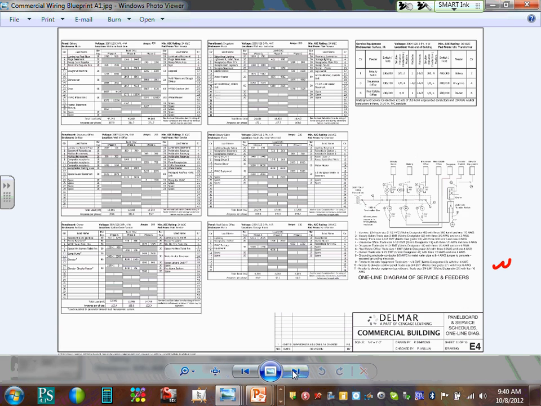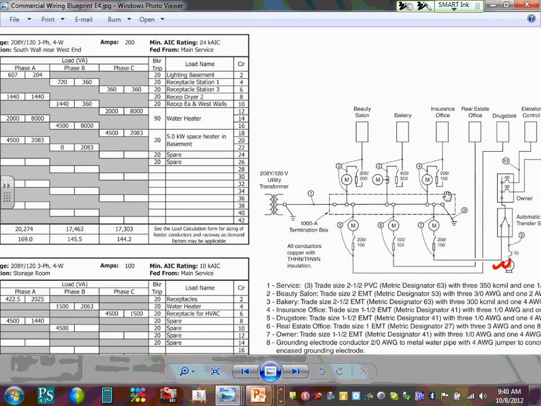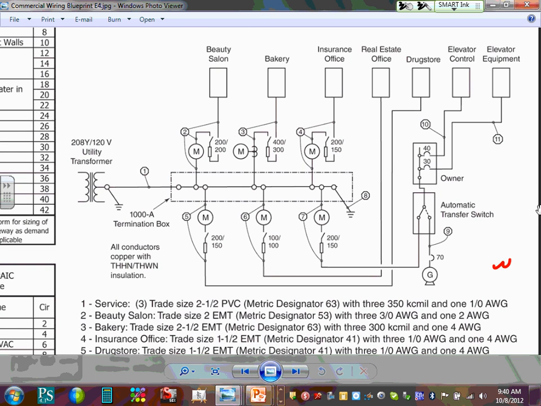So that's basically what I wanted to walk you guys through. And again, start with the end in mind. That's what you guys are going to be doing: a power system for 5 tenants and the owner.